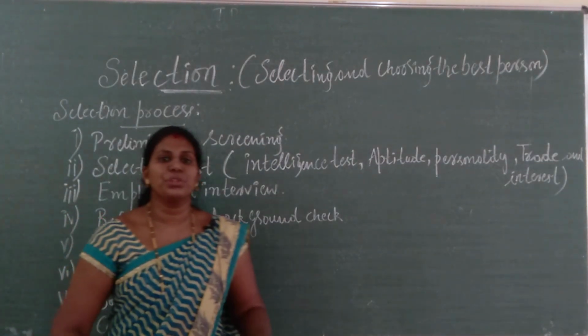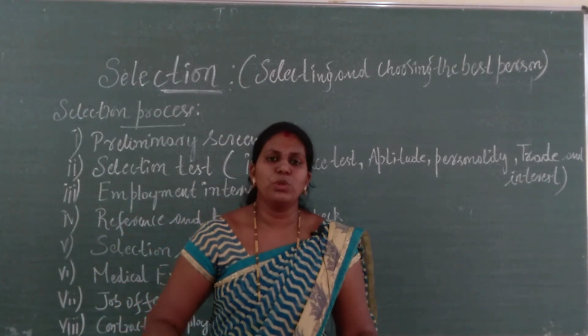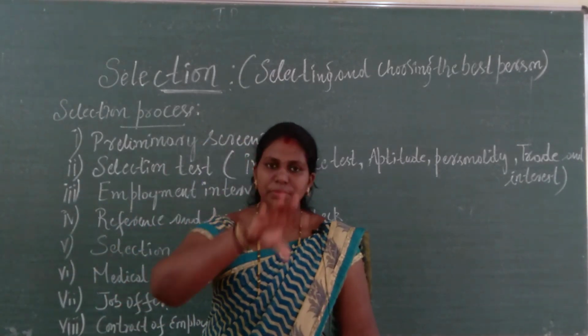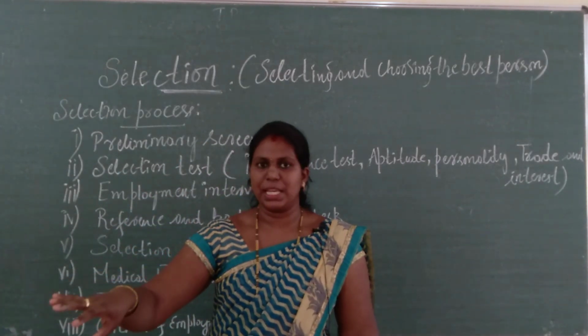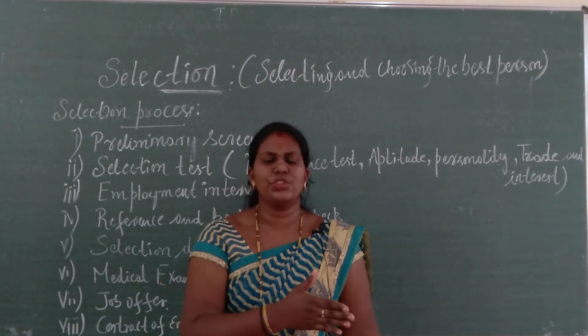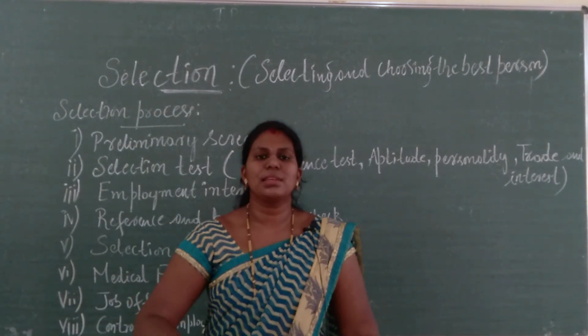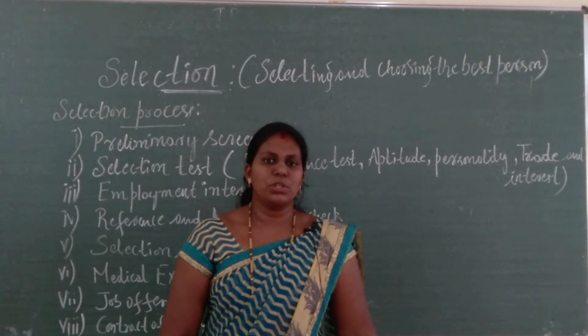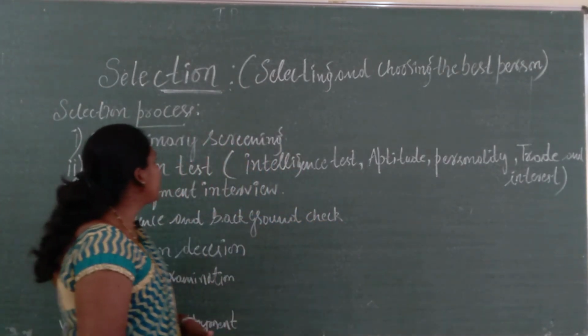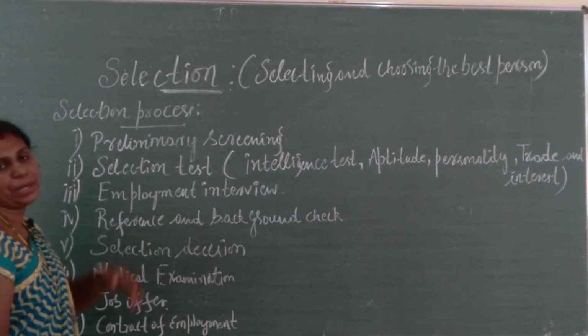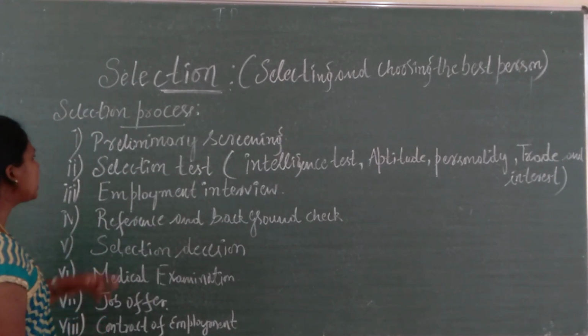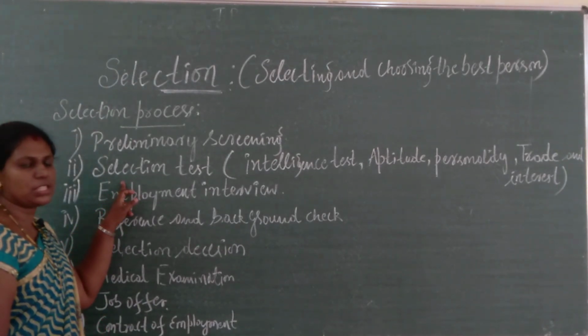The first step we are going to do is, out of that pool of applications, we are going to remove the unwanted applications based on the criteria which we have set, and we have already stated it in our advertisement. So, what the criteria are, everything is stated. So, based on that, preliminary screening. Okay. Next is selection test.